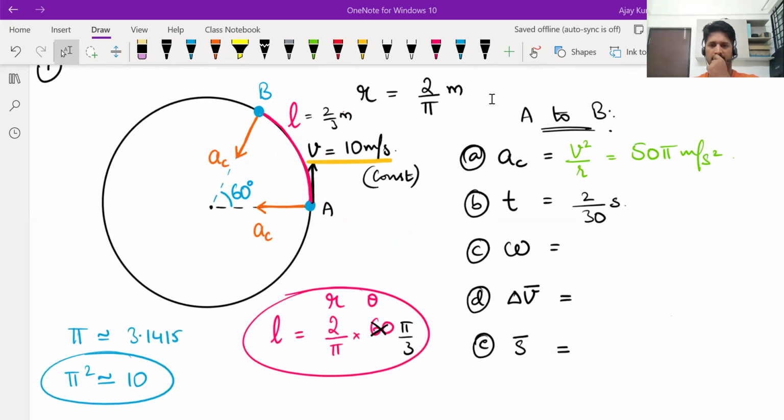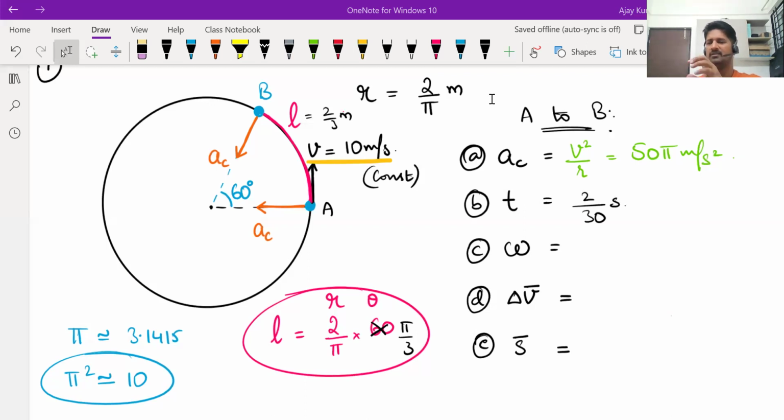Sir, AC is equal to R omega square. We don't know. Okay, we know AC. Fine. You want to use that R omega square. You can do it, but it's a little lengthy. Omega square is there. No, you'll again have to take square root. Can you tell an easier thing to do?